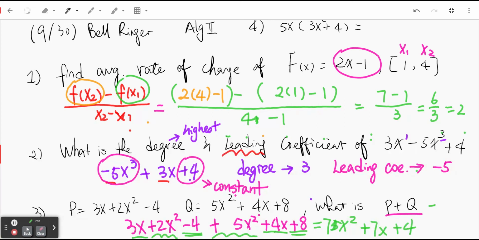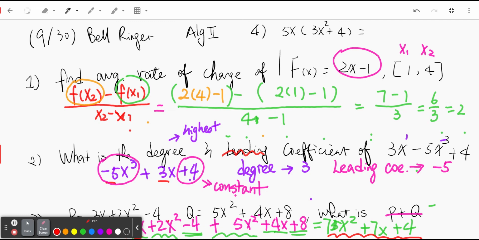As you can see, when we combine them, we start with 3x, right? But you want to write your answer in the standard form. That's why you always want to put the highest power first, then descend the power. So we put x squared first, then x, then constant. Constant always comes last. Sounds good?